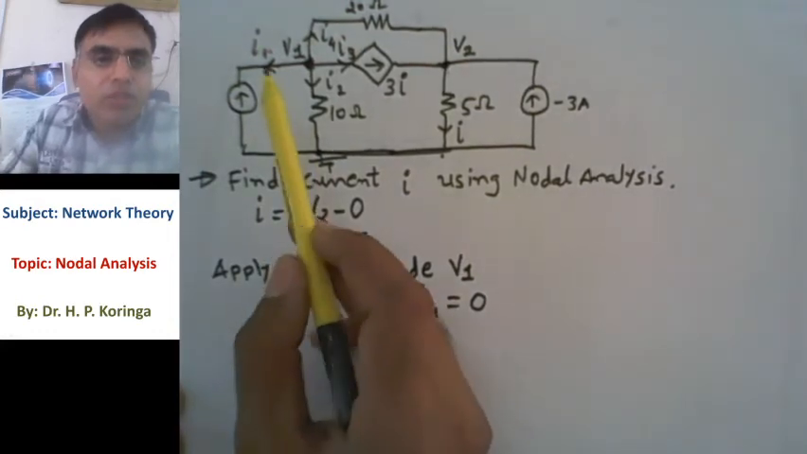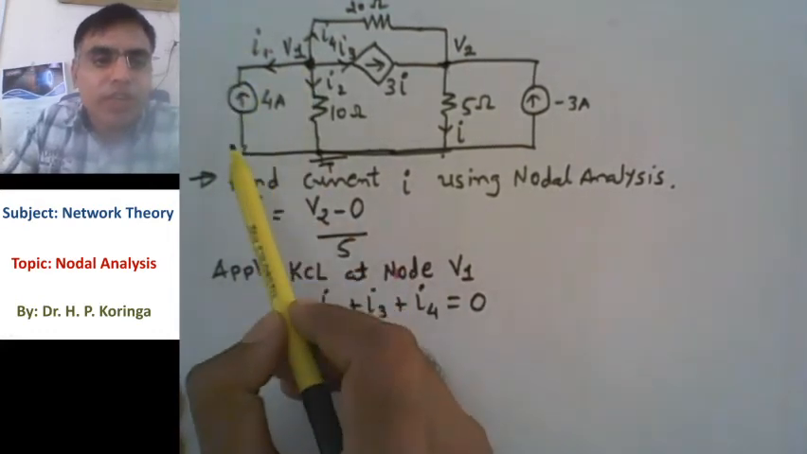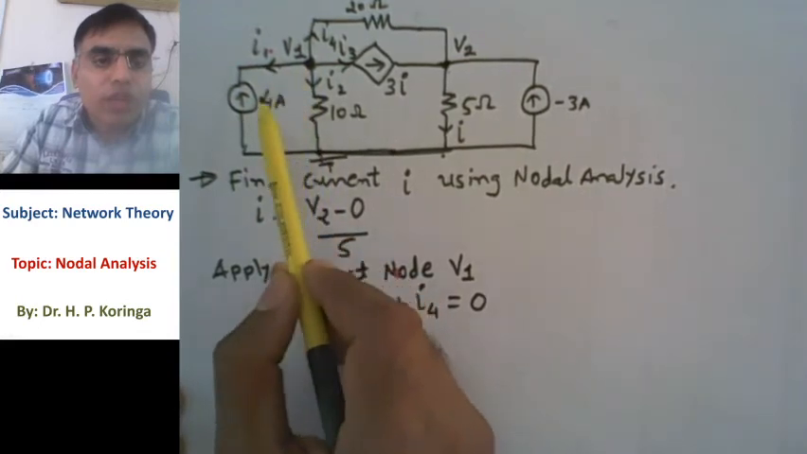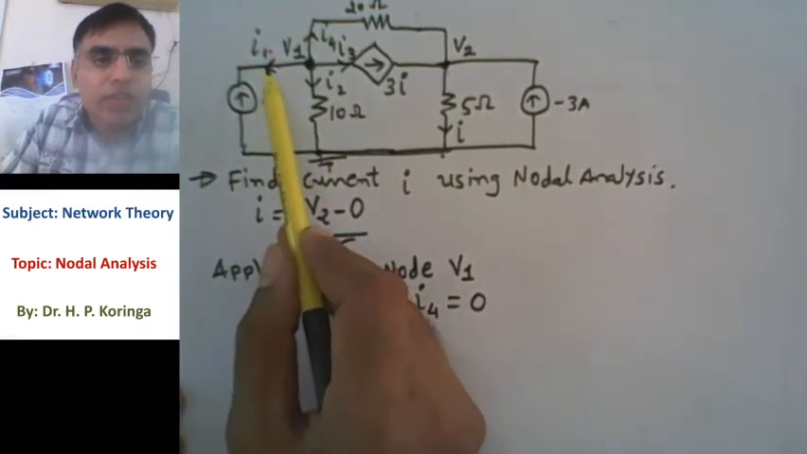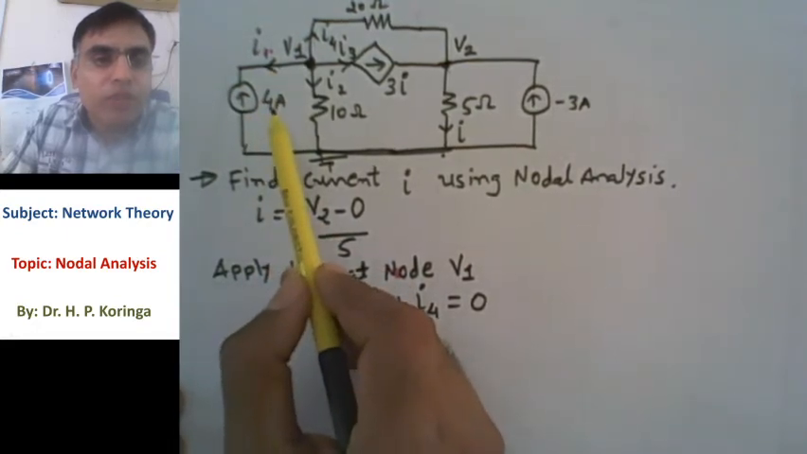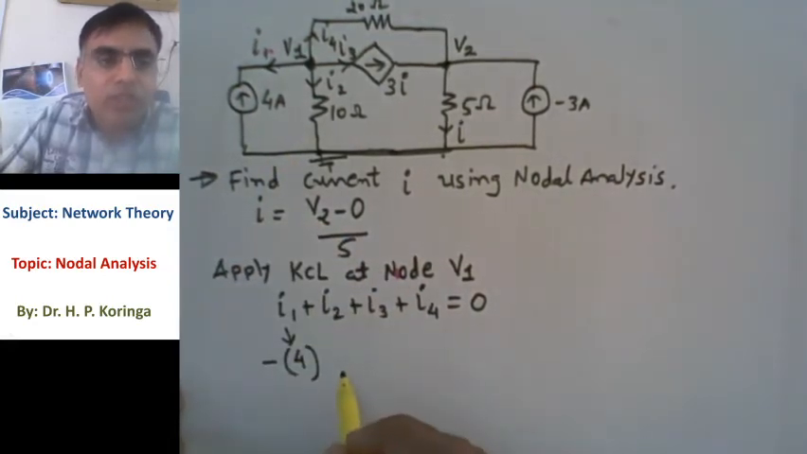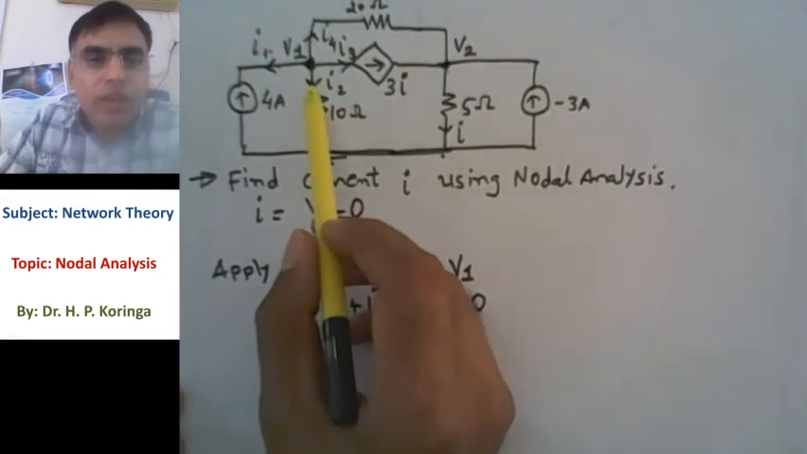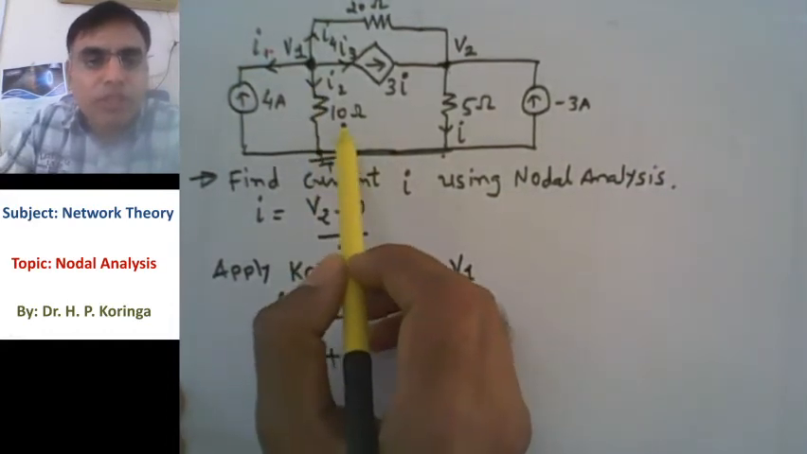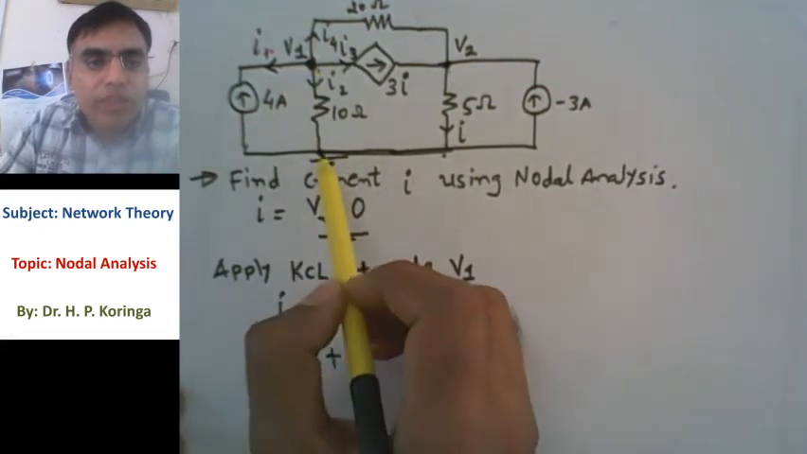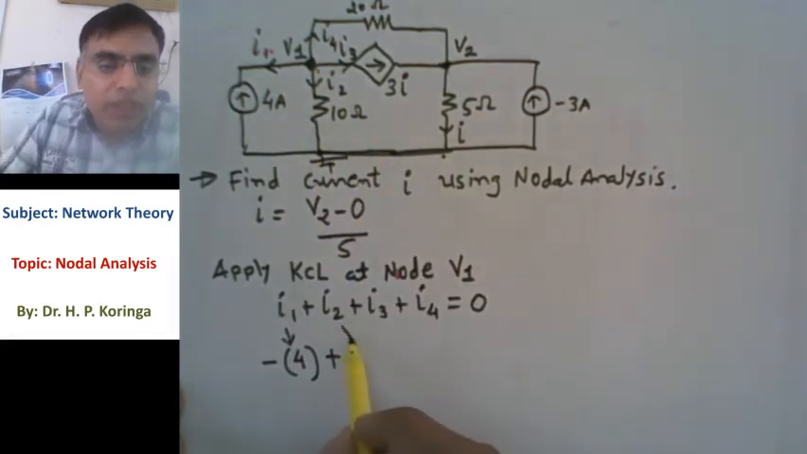Now what is I1? In this branch there is a current source, and the current source direction and the I1 direction are opposite. So I1 is the negative of the value of the current source, and the current source is 4 ampere. So I1 is negative 4. Now I2 is the current passing in this 10 ohm resistance branch. So V1 minus 0 divided by 10 is I2 in terms of voltage.